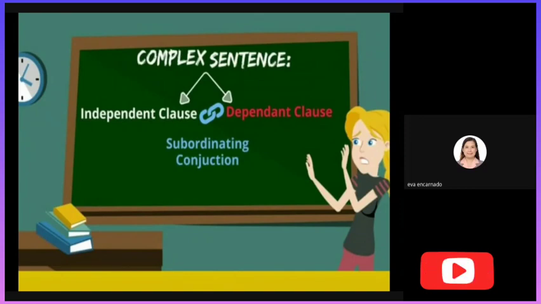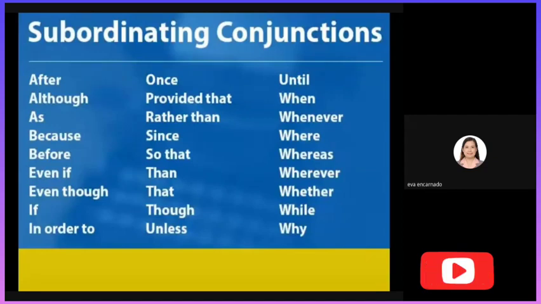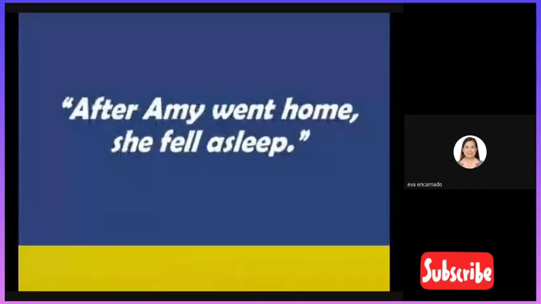So what are the examples of subordinating conjunctions? We have after, although, as, because, before. Didn't I tell you to memorize at least 10? So just read them one by one. All right, so let us answer this exercise as part of our review.